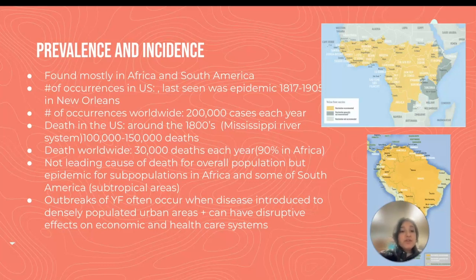Africa. Yellow fever is not the leading cause of death for an overall population, but it is an epidemic for subpopulations in Africa and some of South America. Outbreaks of yellow fever often happen when the disease is introduced to densely populated urban areas. This can have a major disruptive effect on both the economic and healthcare systems in that area.